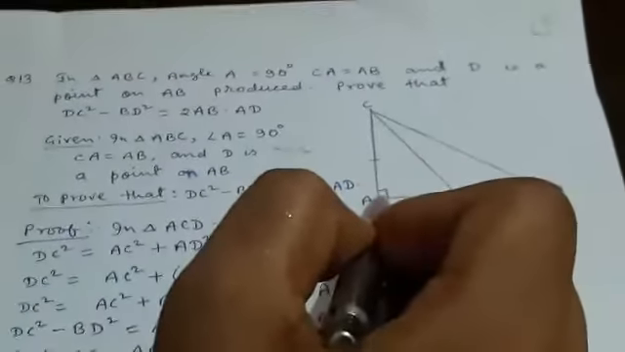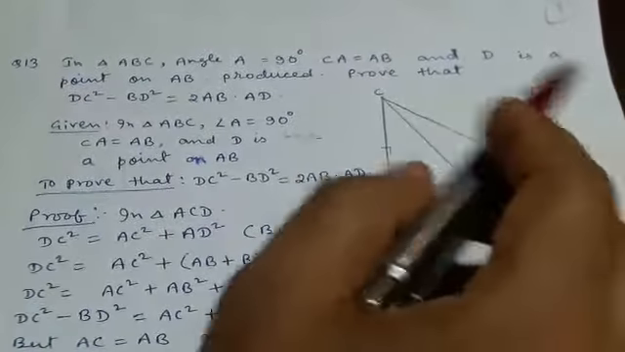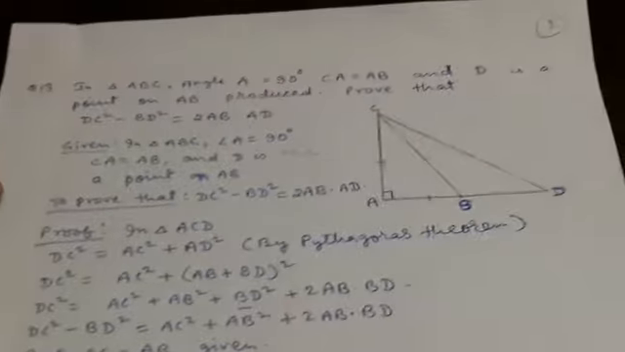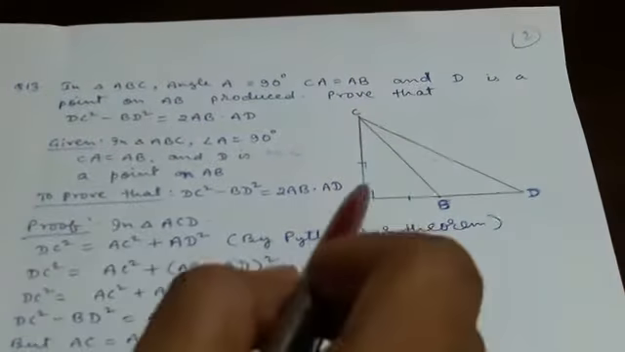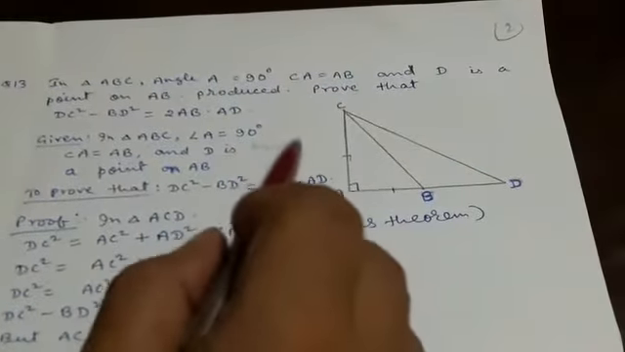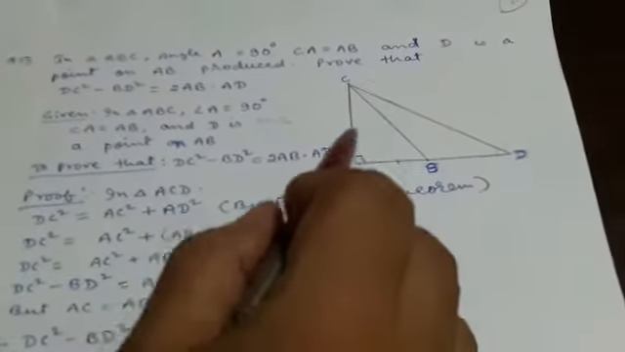In triangle ABC, angle A is 90 degrees, it is given, and CA is equal to AB, and D is a point on AB produced. We have to prove that DC square minus BD square equals 2AB into AD.